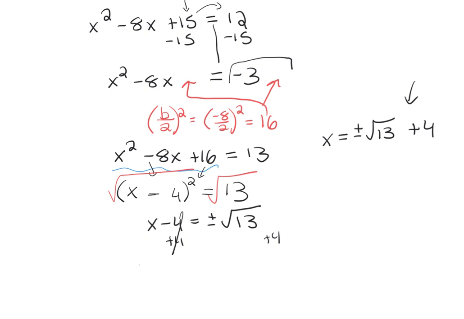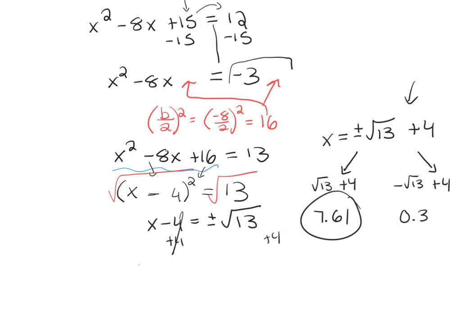For this lesson, we're actually going to evaluate and round just to practice another way. So I'm going to have the square root of 13 plus 4 and negative square root of 13 plus 4. We're going to type that in our calculator and round to the nearest hundredth. This one ends up being 7.61, and this one ends up being 0.39.